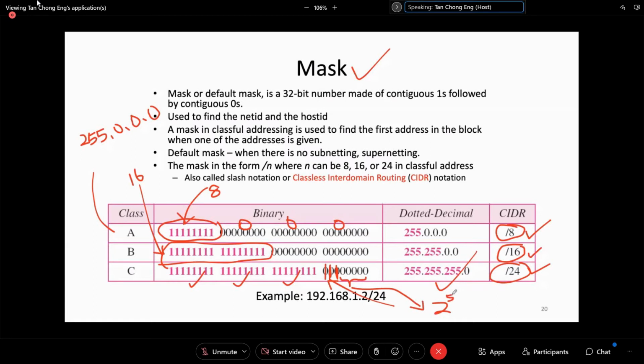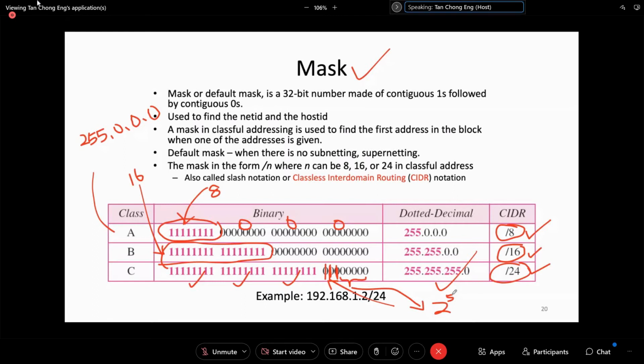2 power of 5 is actually how many? 32. Okay, you can only have 32 hosts out of this. 32 minus 2 is actually 30 only. You can only have 30. So you want to allocate 30 addresses to an organization, so you have to use /27. Then you will be able to allocate 30 addresses to one organization.